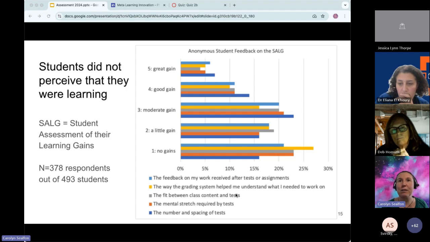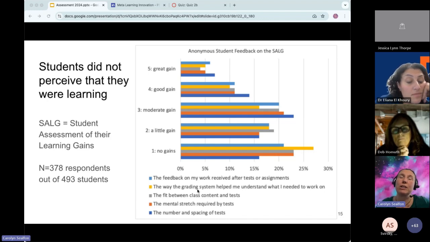And this is the feedback just on the tests, right? And this is how much do you feel that these components contribute, this is the student assessment of their learning gains instrument, which I absolutely love. Sadly, it looks like it's down now. Otherwise, I'd share that link too. And this is how much did each of these help your learning, right? How much did these contribute to your learning gains?